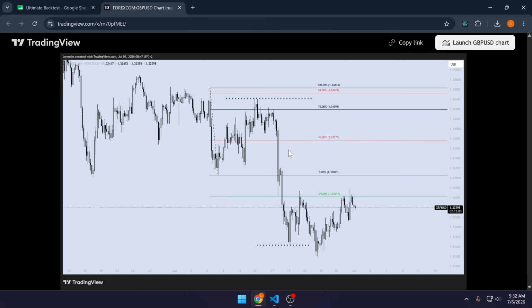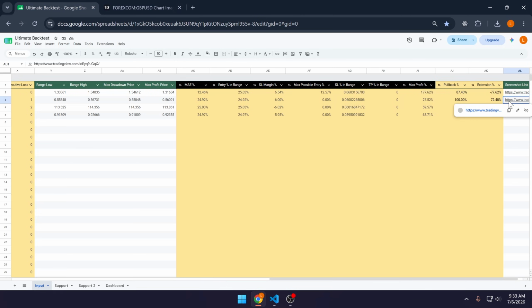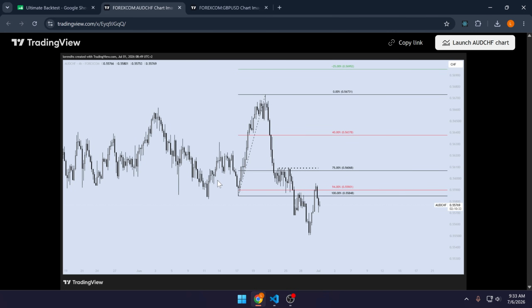This is a GBP USD trade. We swept the liquidity, we broke structure, and I just entered on the 75% with a 94% stop loss. Basically, price just dropped after that. At 40%, I put break even, so to save myself from the stop loss. And this was an easy TP, nothing to worry about. And then we had a stop loss.